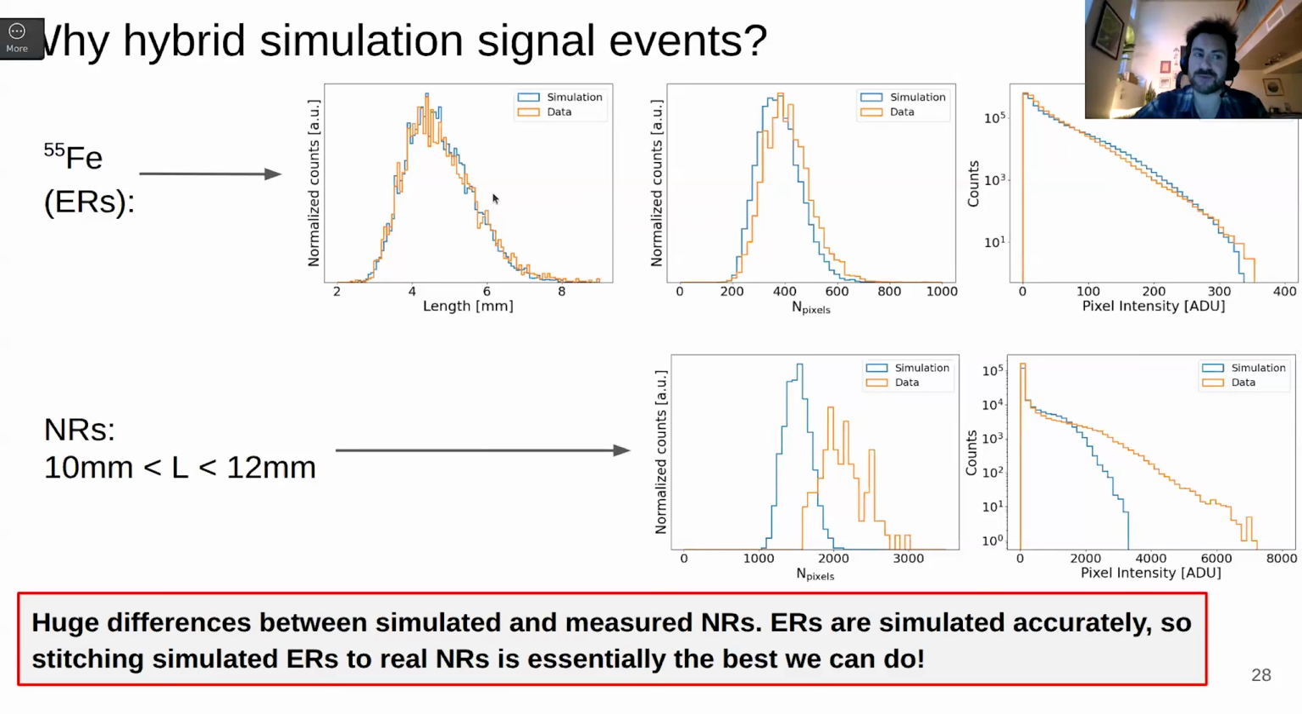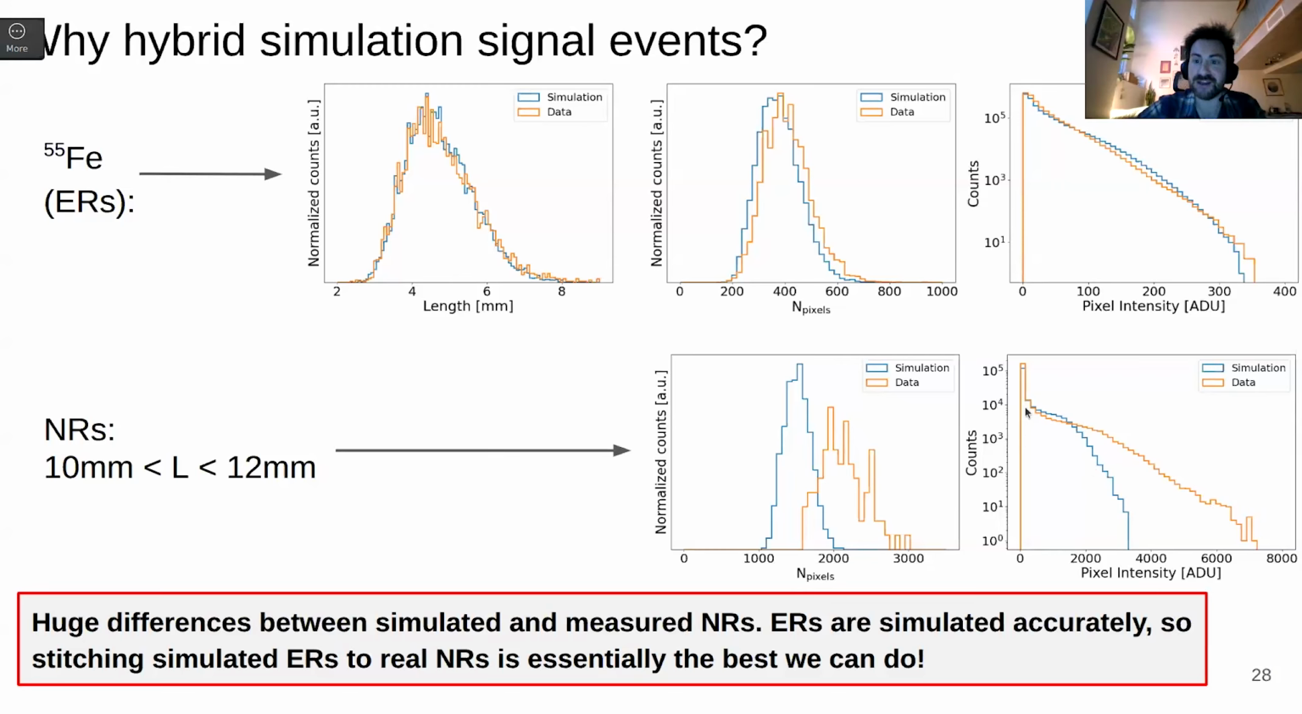These plots show that for electron recoils, we have some topological variables where we're comparing data in orange and simulation in blue. They don't agree perfectly, but they agree relatively well. For nuclear recoils, in a regime where they should agree, they don't. Data gives you much broader tracks with more pixels and systematically higher pixel intensities.